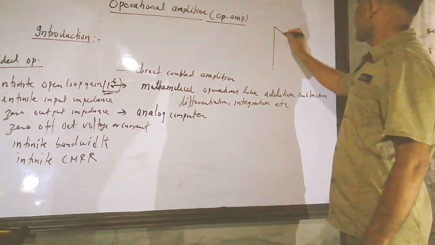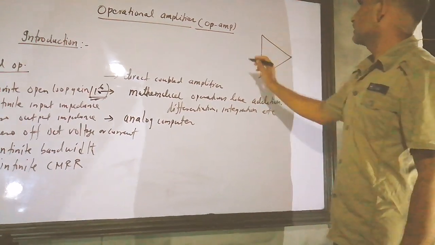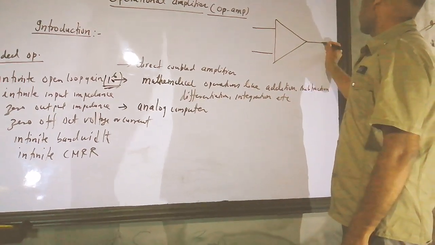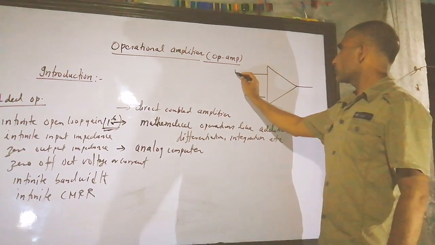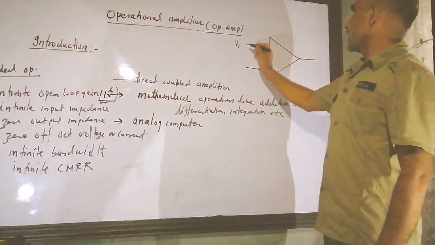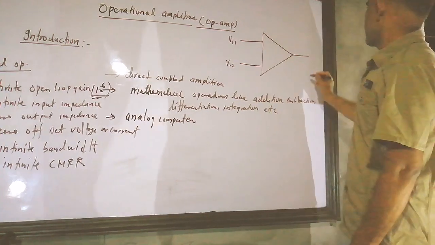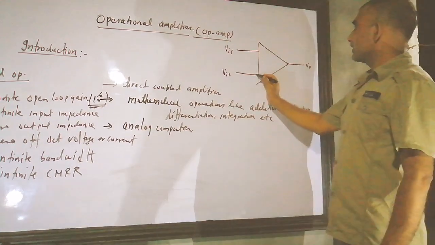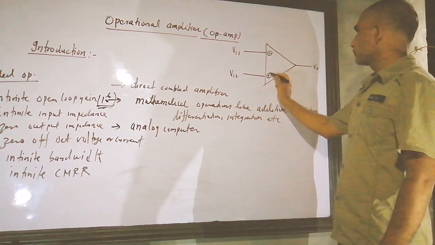If we see the operational amplifier in the drawing, then we get a triangle. It's always the symbol for an amplifier, and there are two inputs and a single output. One input is called the inverting input, this is VI1, the first input, and this is the V input 2, and there is only one output, called the V out. One of them is the inverting input, another is the non-inverting input.